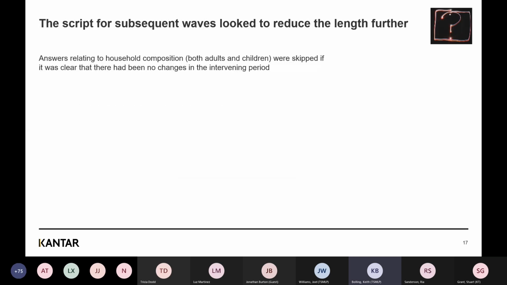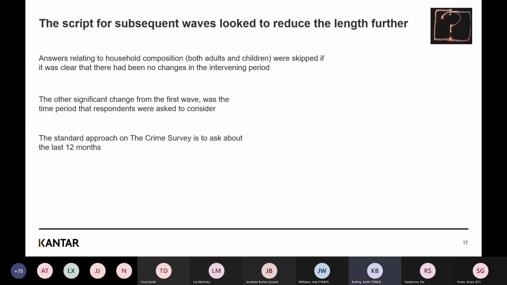Now, as Joe has mentioned, we have been looking at waves 2 and 3, and we're looking to reduce the burden on the respondents yet further for those later waves. For waves 2 and onwards, where we've only recently collected certain information, we have looked to skip those questions if there have been no changes in the intervening period. We look briefly at whether, for example, the same adults are in the household or the same number of children, and if the circumstances haven't changed, then we skip those questions completely.